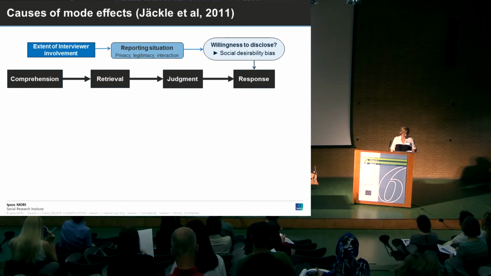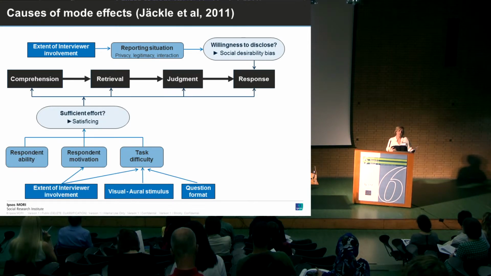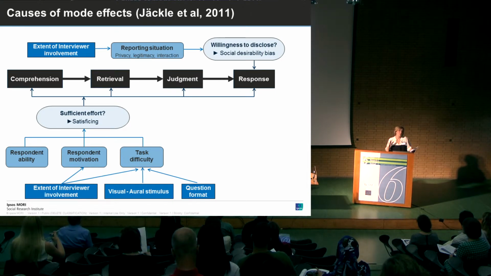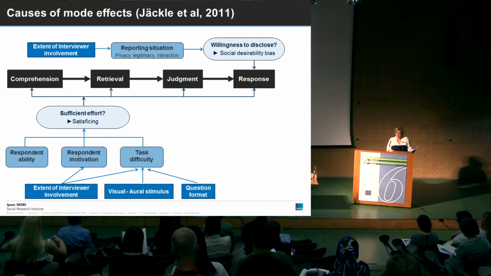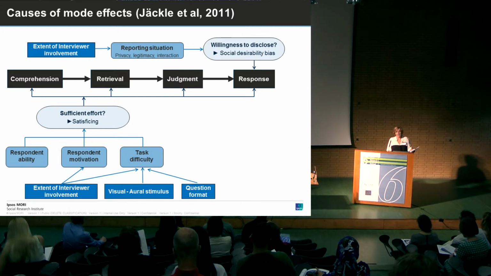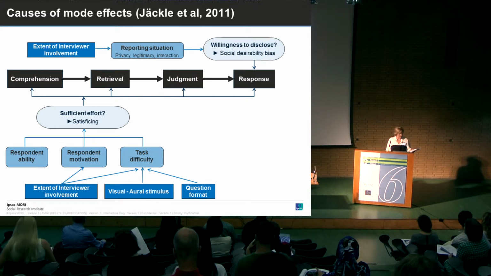Another reason why respondents may answer questions differently is because some modes are more likely to encourage deeper cognitive processing than other modes. So in some modes, respondents may be more likely to make less effort to provide full and accurate answers. And this will depend partly on respondent ability, over which of course we have no control, but it also depends on the respondent's motivation and also on the task difficulty. And these are things that we could possibly influence and could also differ by mode.